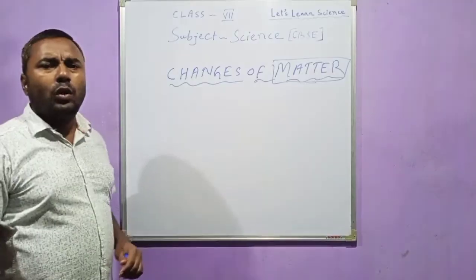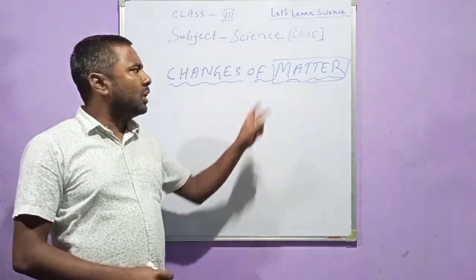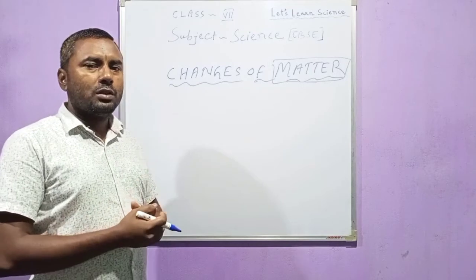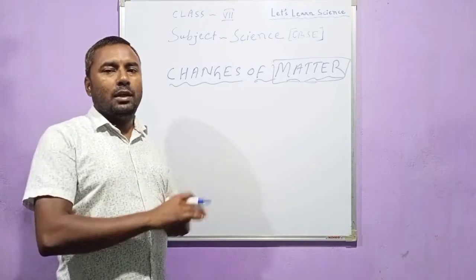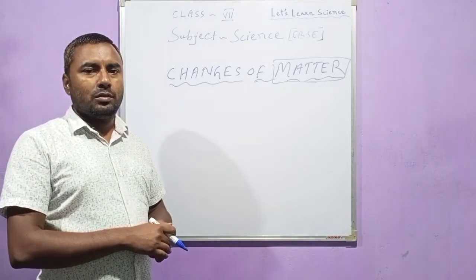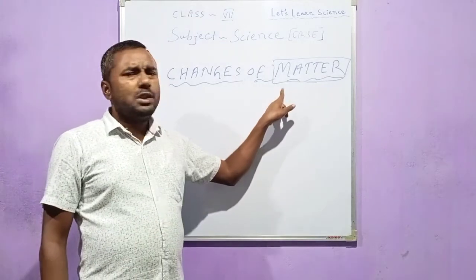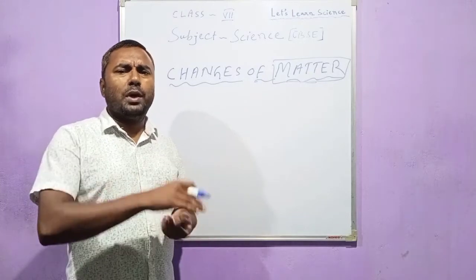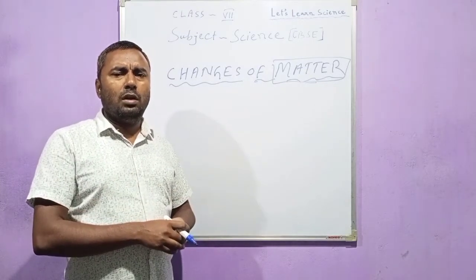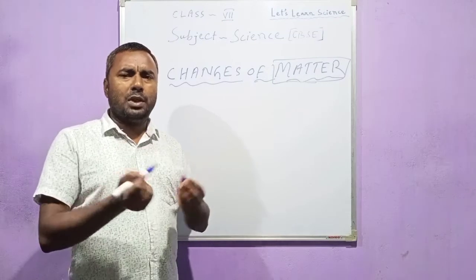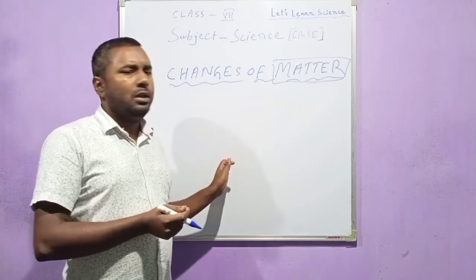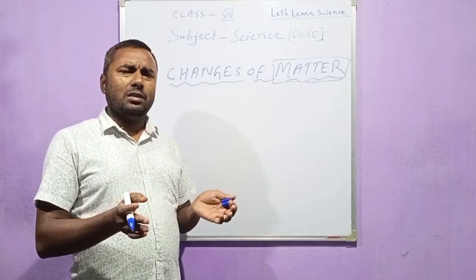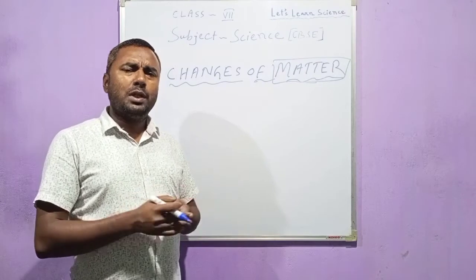What is matter? If you don't understand the term matter, then it will be very difficult for us to study about their various changes. Right? Matter means anything that has mass and occupies space. It's called matter. For example, this pen is matter. This blackboard is matter. Your book is an example of matter. It is everything which has mass and occupies space.